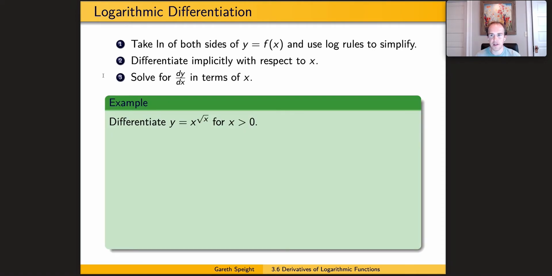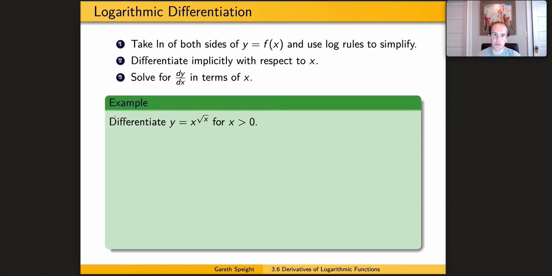So let's see an example of this actually happening. So let's try to differentiate x to the power of square root x for x bigger than 0. And notice we could not do this with any technique we've seen before now, because the base involves a variable and the power involves a variable.